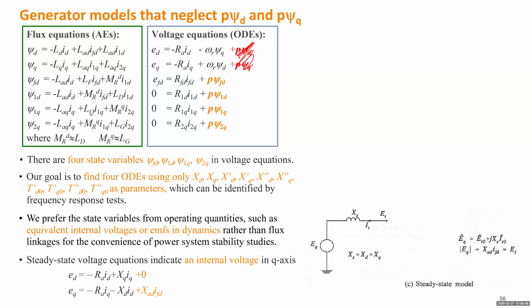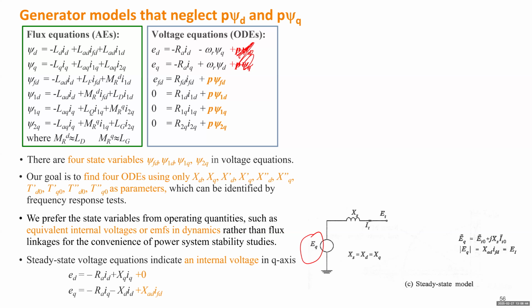So how do we do that? We can get some idea by observing the steady state voltage equation. For the steady state voltage equations, we have the equation about ED, the instantaneous voltage in the D axis, and the voltage in the Q axis. X and R here are basically just the parameters. The highlighted part together forms an internal voltage, which we know is actually the EQ.